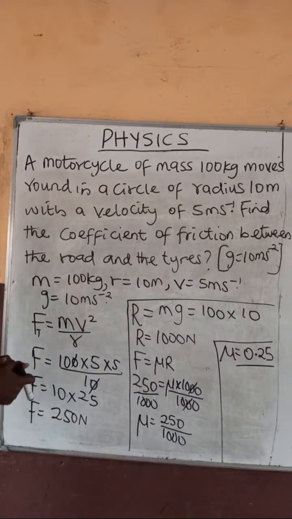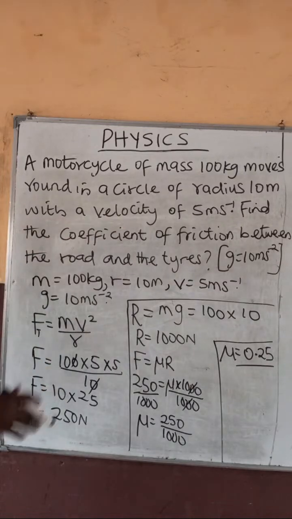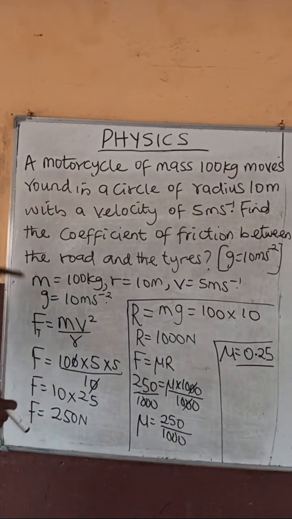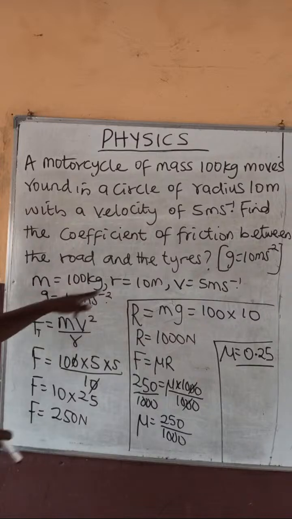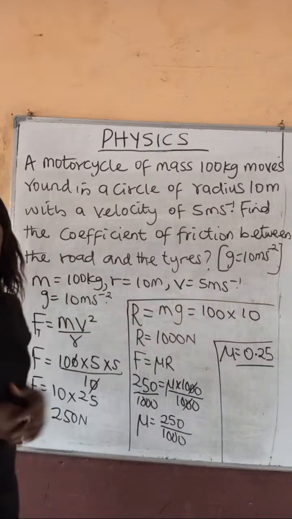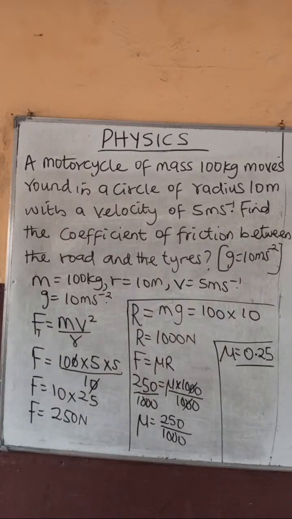A circle of radius 10 meters with a velocity of 5 meters per second. Find the coefficient of friction between the road and the tires. And we are given g equals 10 meters per second squared. Now, what we have is the mass, which is given as 100 kilograms. My radius is 10, and my velocity is 5. And I'm given g, which is 10 meters per second squared.